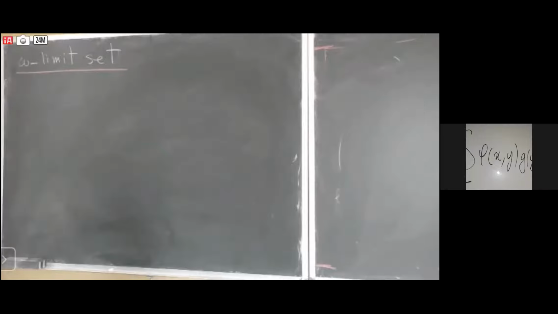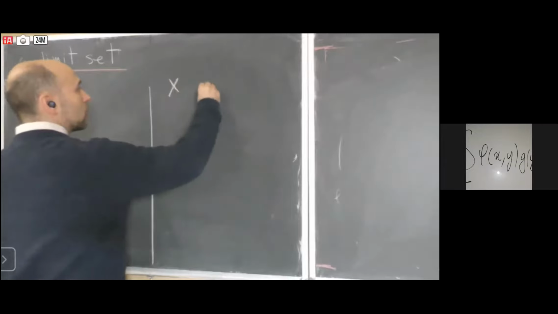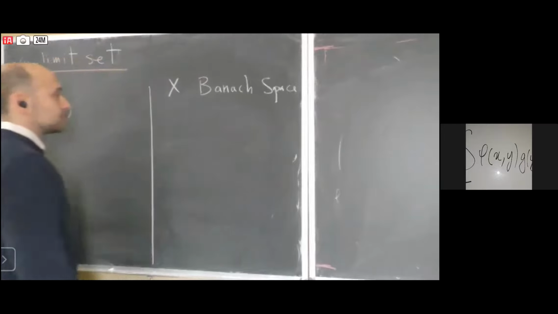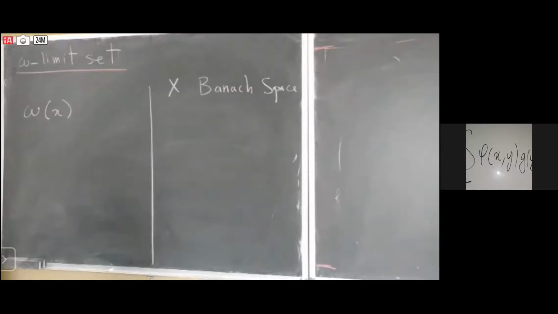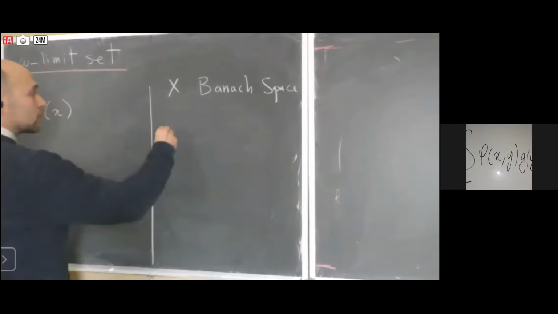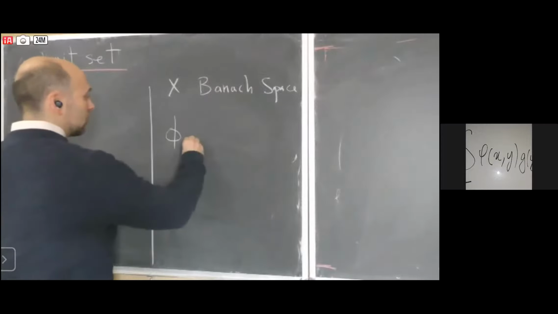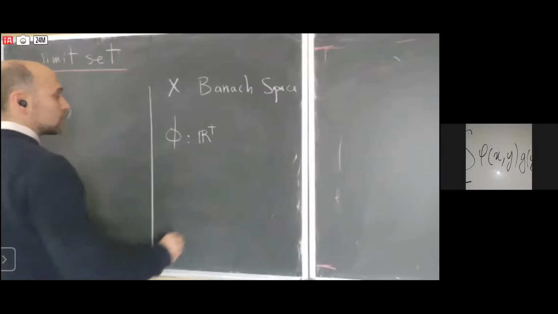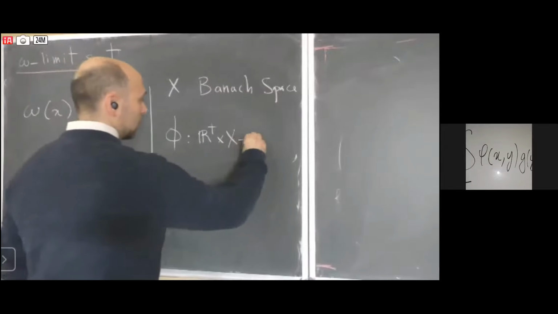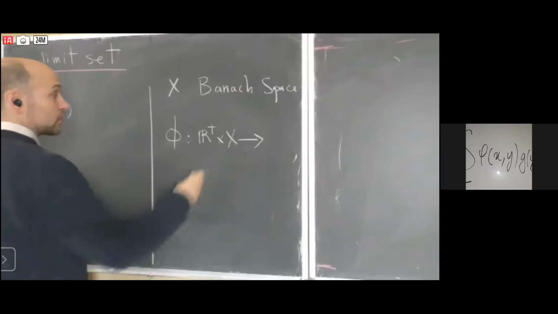So what is the omega limit set of x? Here, let us assume that X is a Banach space, and we assume that we have a dynamical system on X, which means that we have a function capital Phi from R plus times X which takes values in X.